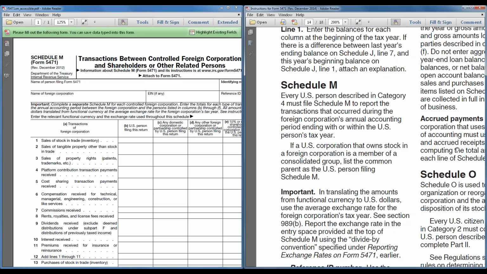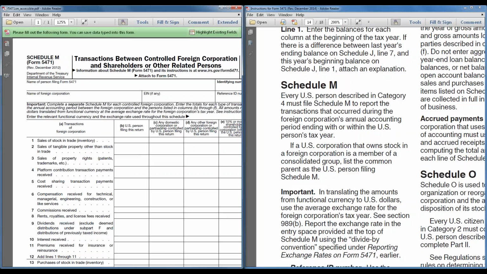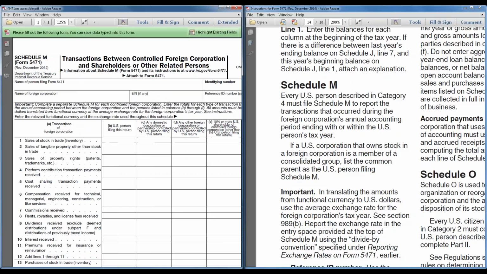So this Schedule M is a great form because it tells you a lot. It tells you on the column here, transactions. I'm going to enlarge this form in a second, what type of transactions are imported. And it tells you as you go across the form what type of related parties are important. So one is the person filing the form. That's column B here. Any domestic corporation or partnership controlled by the person filing this form.